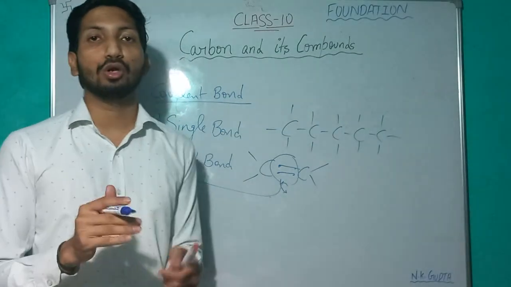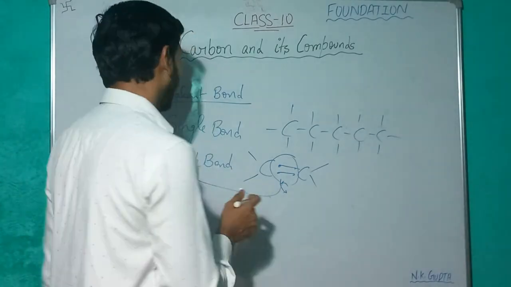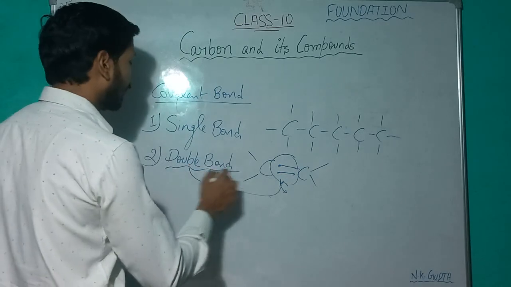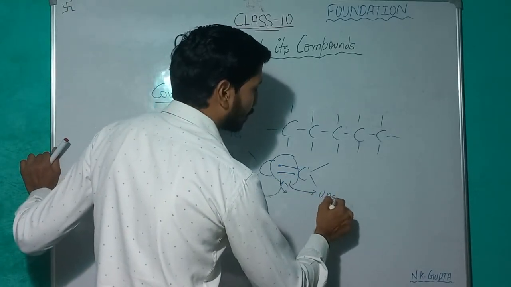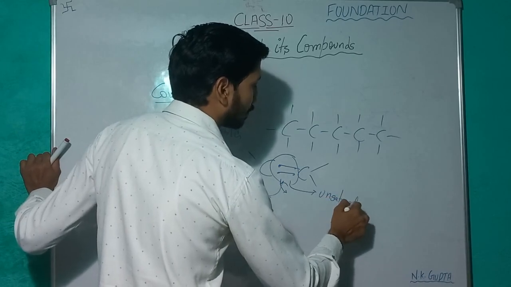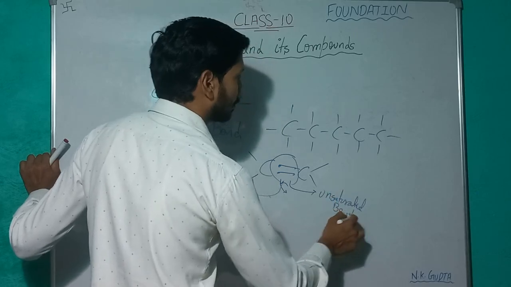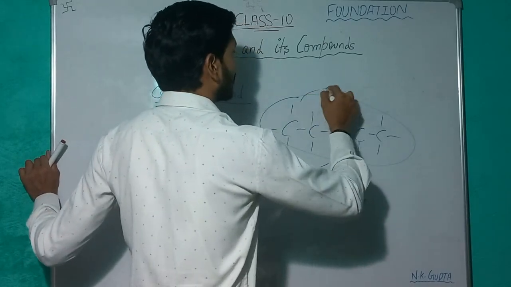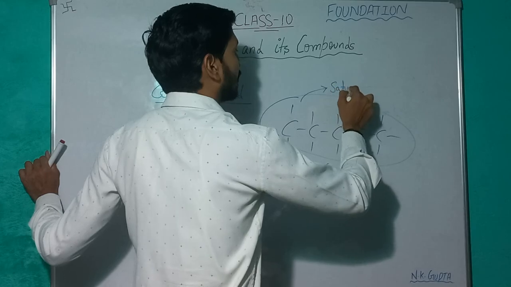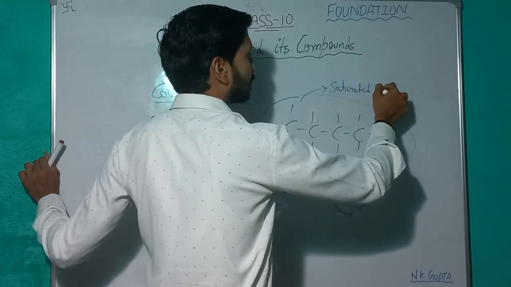When more than one bond is observed, that is unsaturation in a compound, and it is also known as an unsaturated bond. And these are known as saturated bonds. Single bonds are saturated bonds.